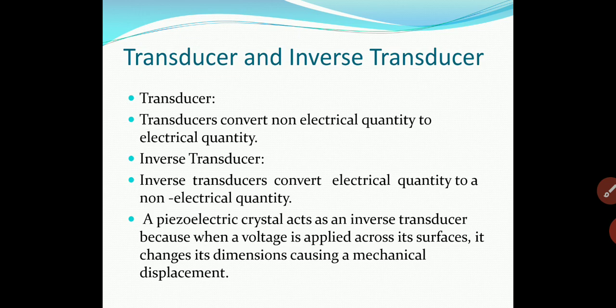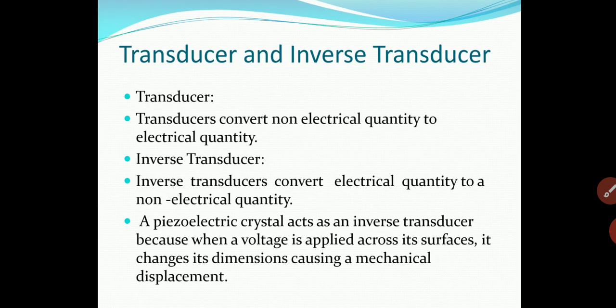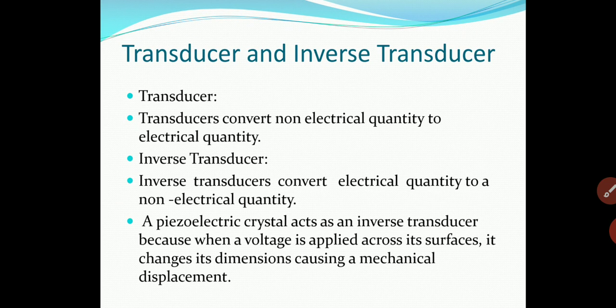Next classification, and the last classification, is transducer and inverse transducer. ट्रांसड्यूसर क्या करता है, transducer converts non-electrical quantity into electrical quantity. तो इनवर्स ट्रांसड्यूसर क्या रहेगा, it will do the opposite of transducer. It will convert electrical quantity into a non-electrical quantity. इसका जो बेसिक एग्जाम्पल है हम इसको समझ सकते हैं पीजो इलेक्ट्रिक क्रिस्टल से.